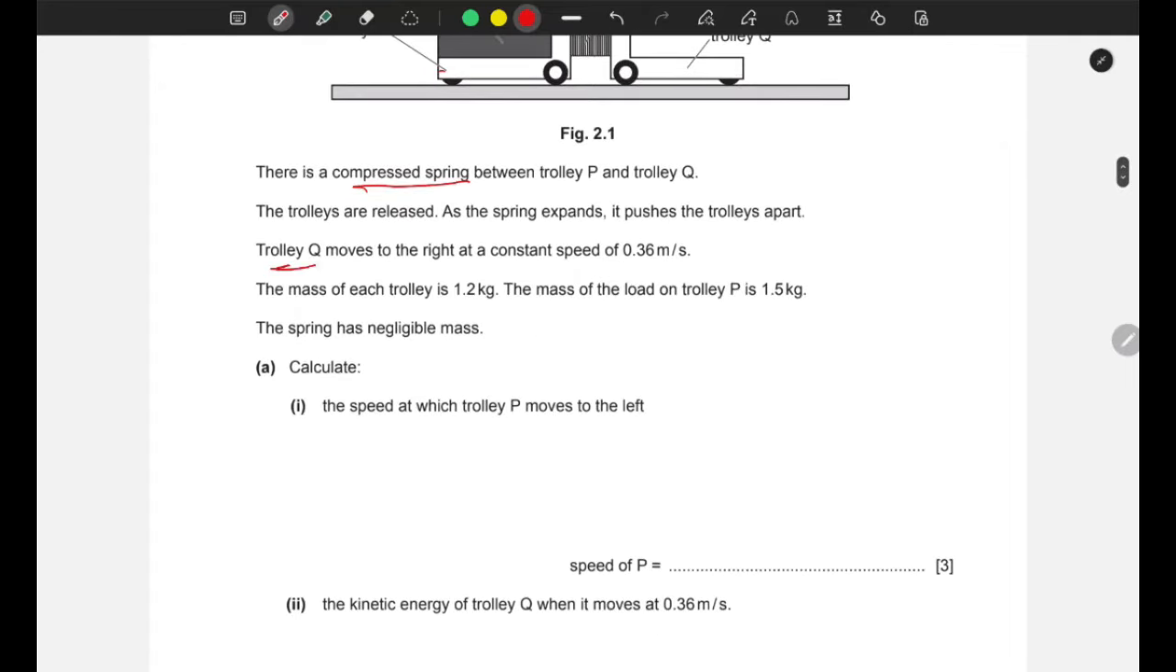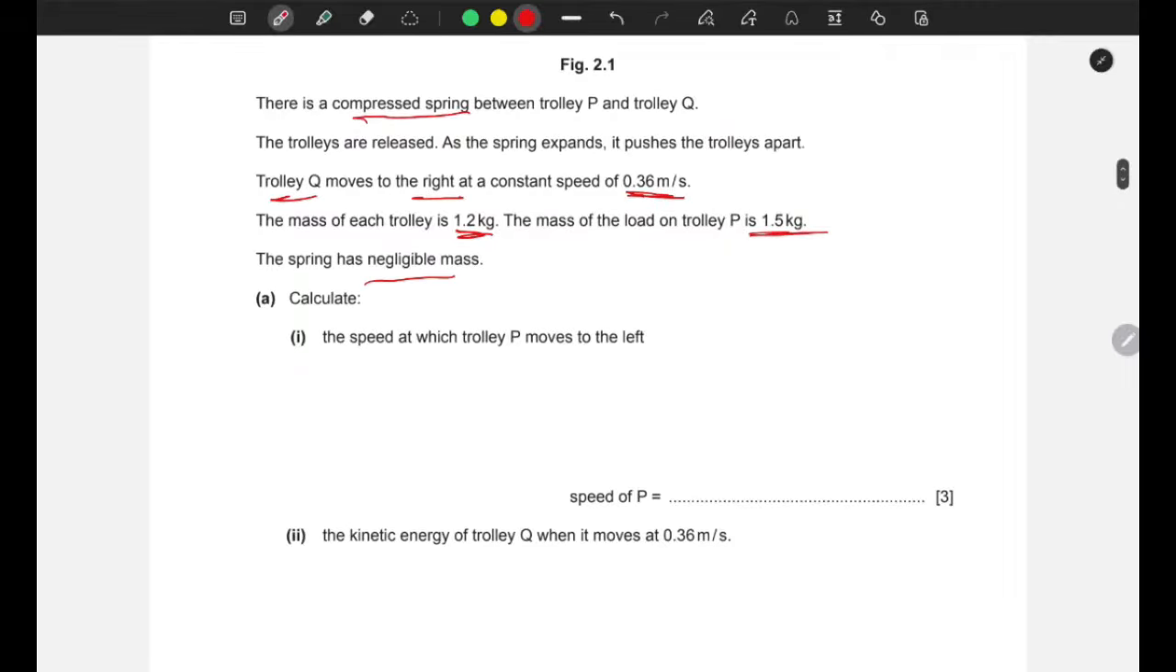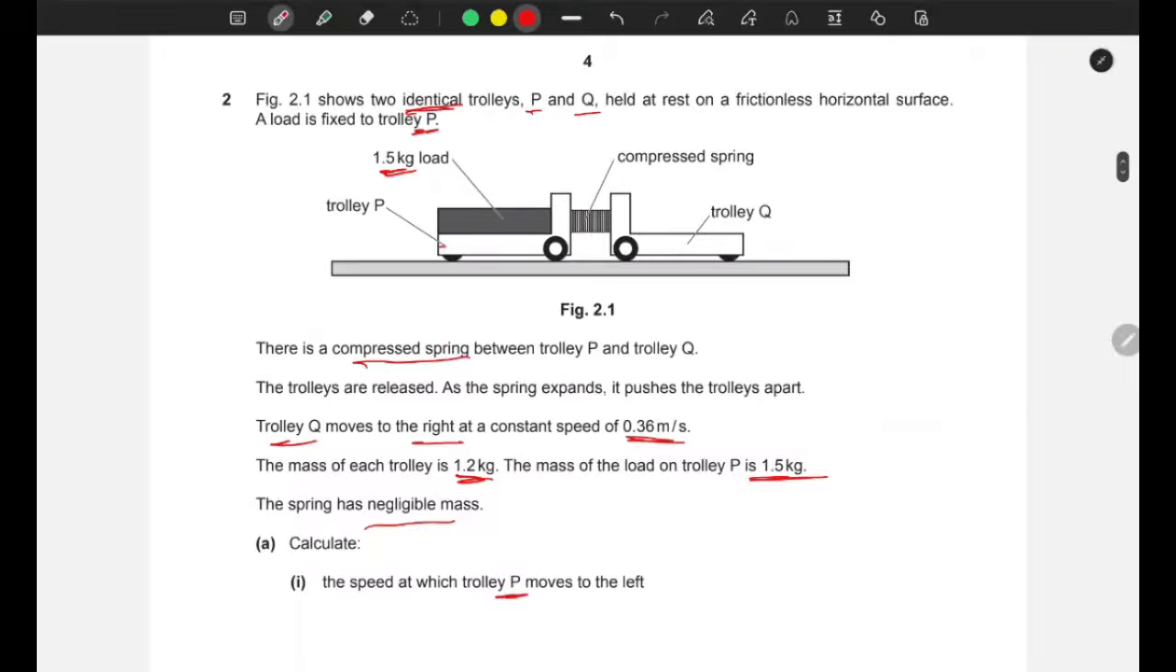The trolleys are released. As the spring expands, it pushes the trolleys apart. Okay, trolley Q moves to the right at a constant speed of 0.36. The mass of each trolley is 1.2 kg. The mass of the load on trolley P is 1.5 kg. The spring has negligible mass. Calculate the speed at which trolley P moves to the left. Okay, alright. So let's just label the figure with the information they've given us. This is 1.2 kg. This is also 1.2 kg. So that means the sum of these two is going to be 2.7 kg.